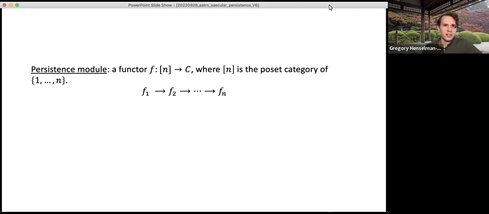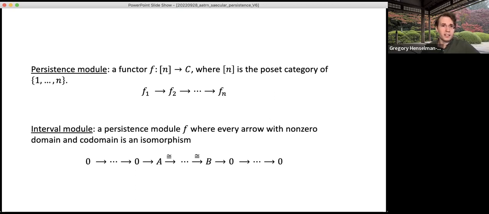And I'll frame the conversation by saying that this is a talk about persistence modules, and today a persistence module will mean a functor from a totally ordered set into a category. For simplicity, we will focus on finite totally ordered sets, so they might as well be the integers from 1 to n with the usual order. But in general, most results can generalize to much more complicated, well, much larger index categories.